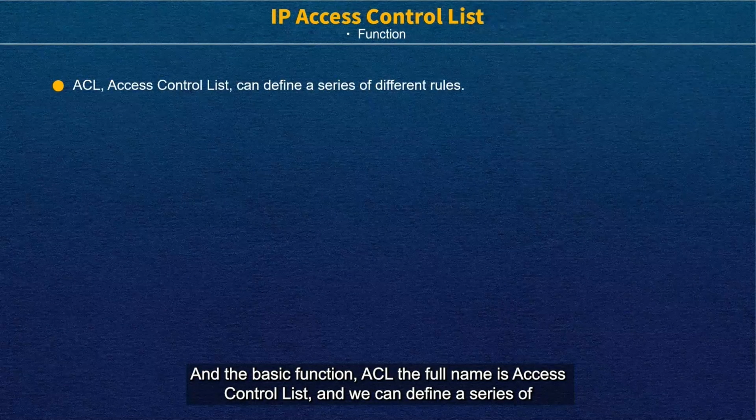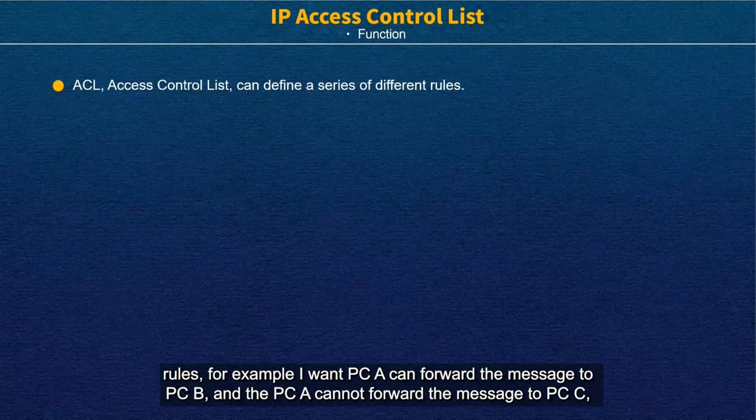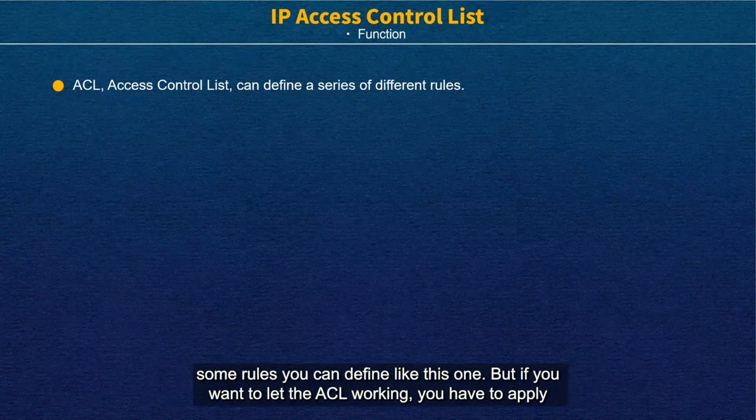And the basic function: ACL's full name is Access Control List, and we can define a series of different rules according to the configuration. And pay attention, with the ACL you can only define the rules. For example, I want PCA to be able to forward messages to PCB, and PCA cannot forward messages to PCC. Some rules you can define like this.